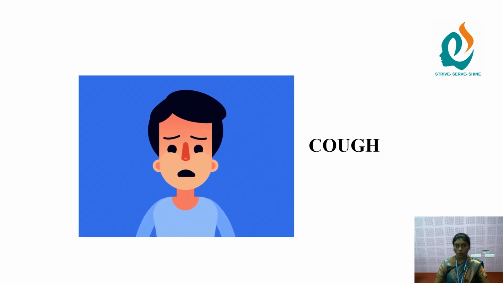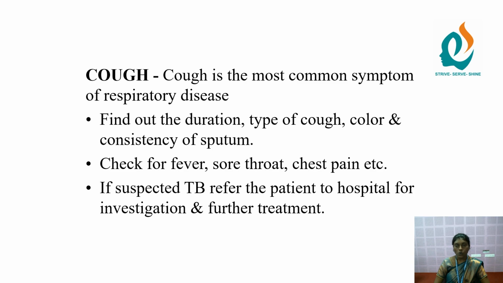And the next one is cough. Cough is the most common symptom of respiratory diseases. Find out the duration and type of cough, and the color and consistency of the sputum. Check for fever, sore throat, chest pain, etc. If TB is suspected, refer the patient to the hospital for investigation and further treatment.